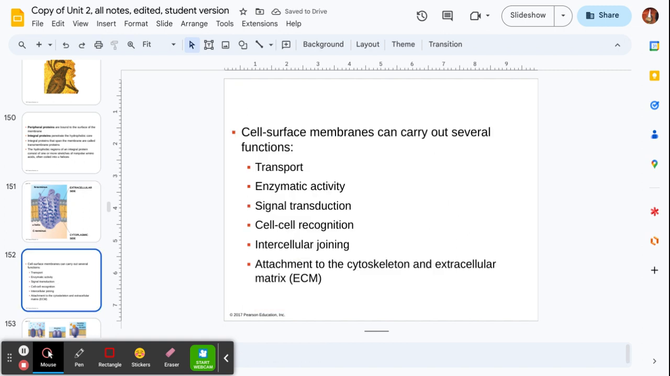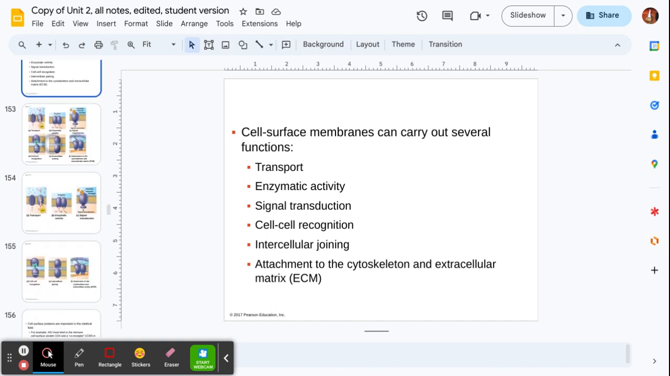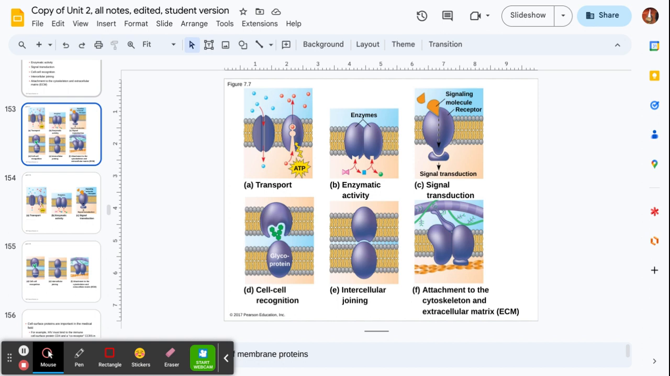There's lots of functions that proteins can carry out, and lots of functions that the membrane in general carries out. Transportation, moving things across the membrane, is important. Some of the proteins embedded in the cell membrane are going to be enzymes. There's also something called signal transduction, and there's a few others here. I'm just going to go through the list in pictures. So transport, you can move molecules across the membrane. There are some that are enzymes embedded in the cell membrane, and their job is to catalyze reactions, but only if the molecule is at the level of the cell membrane.